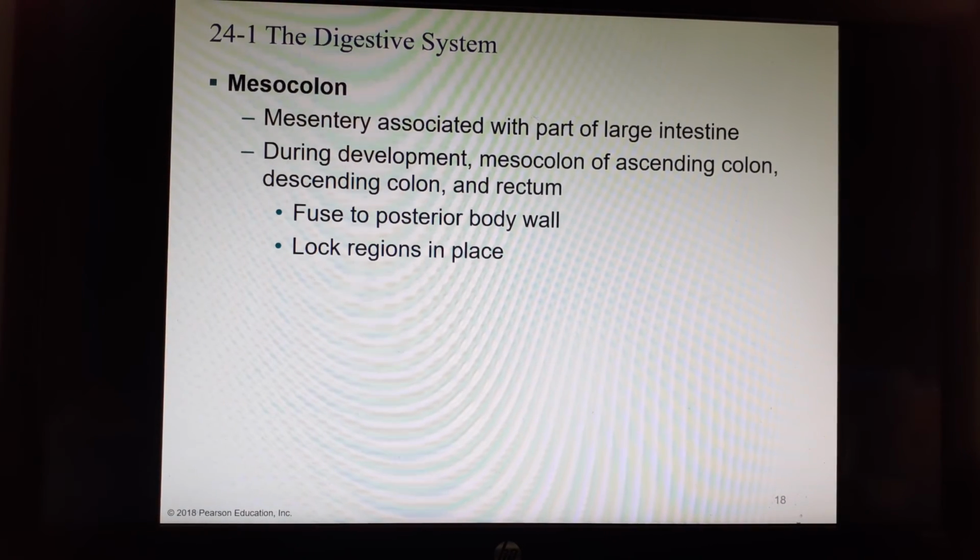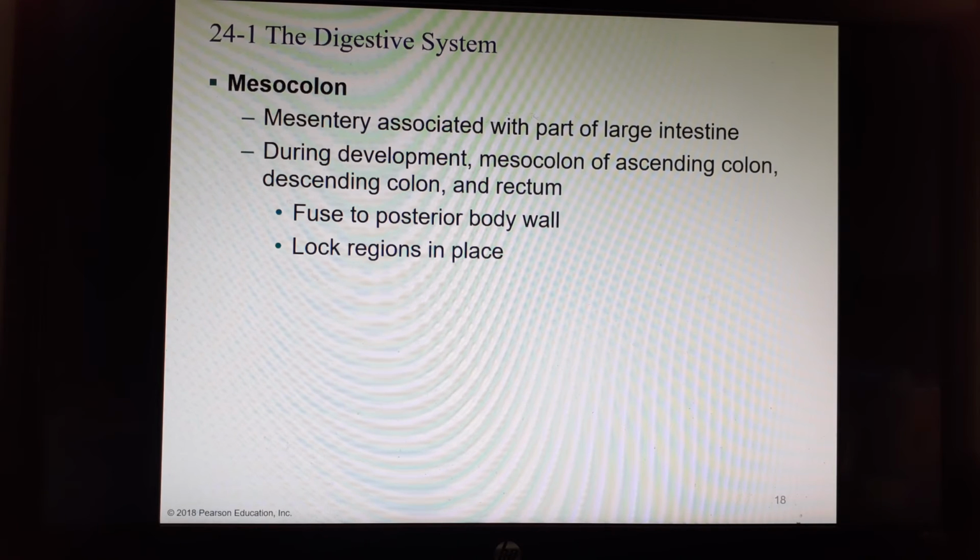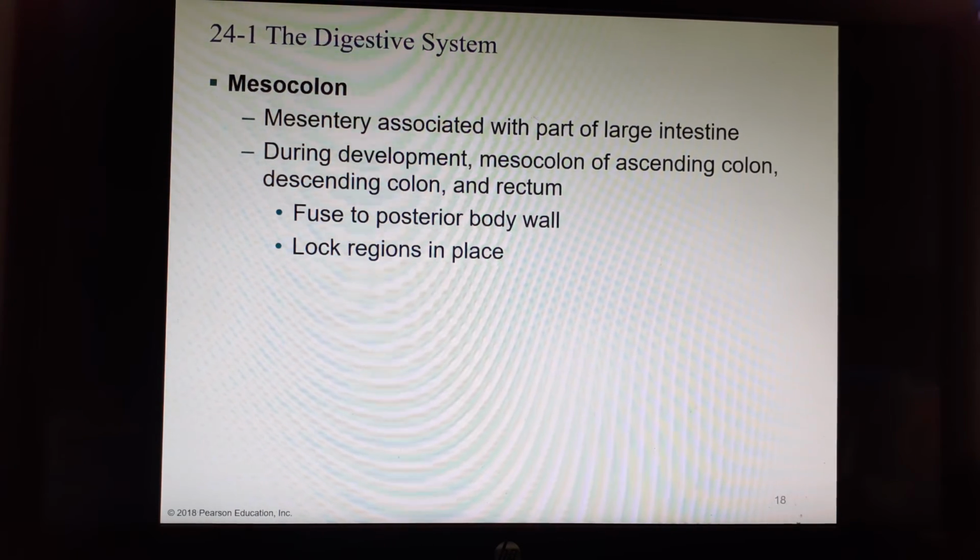The mesocolon is a mesentery that is attached to the large intestine. So during the baby's development in the uterus, the mesocolon of the ascending colon, descending colon, and rectum will fuse to the posterior body wall, and that will help hold them in their places as well.